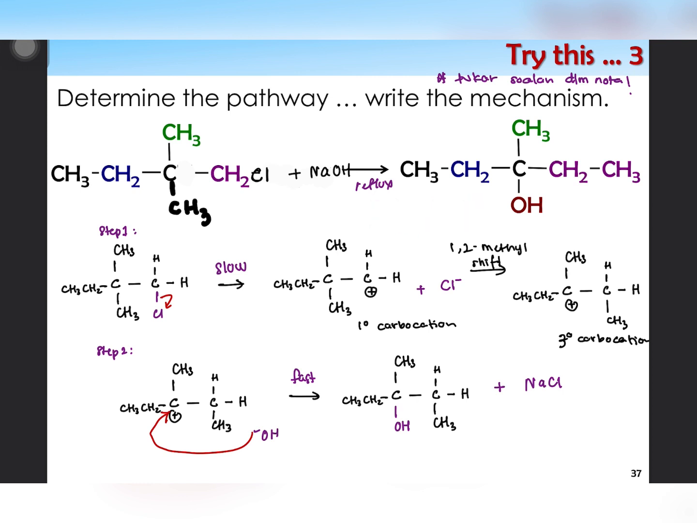So dia akan buat shift. So dia akan shift dengan jiran, carbon jiran. So this carbon ada CH3. So dia akan swap places. So you will get tertiary carbocation ion. Second step barulah nucleophile attack. So nucleophile in this case, strong nucleophile, OH minus akan terus attack dekat this carbon, and then OH buat bond dengan this carbon, you will get your alcohol.